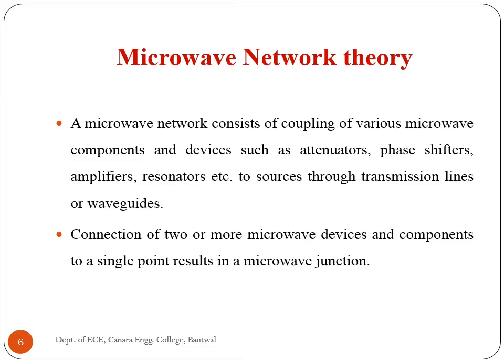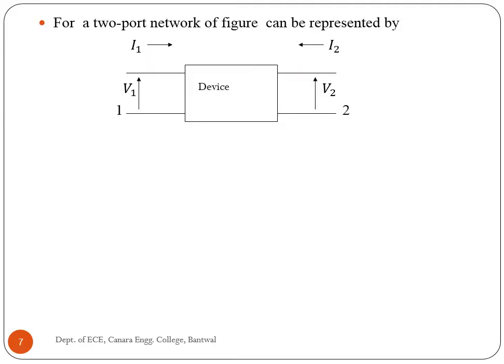In a low-frequency network, the input and output variables are voltage and current, which can be related in terms of Z parameters, Y parameters, H parameters, and ABCD parameters. A two-port network can be represented by the below figure. This is port 1 and port 2. V1 and V2 are the voltage variables and I1 and I2 are the current variables.